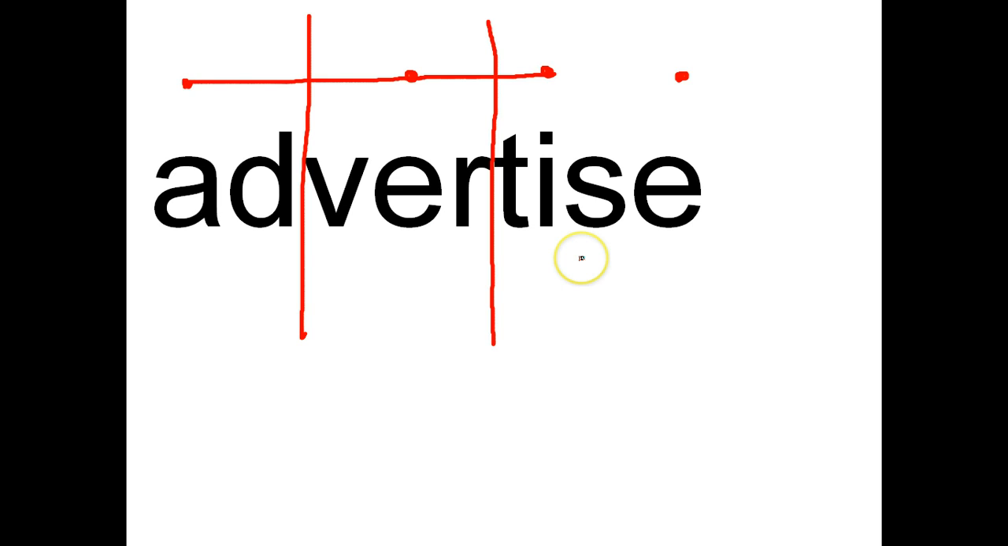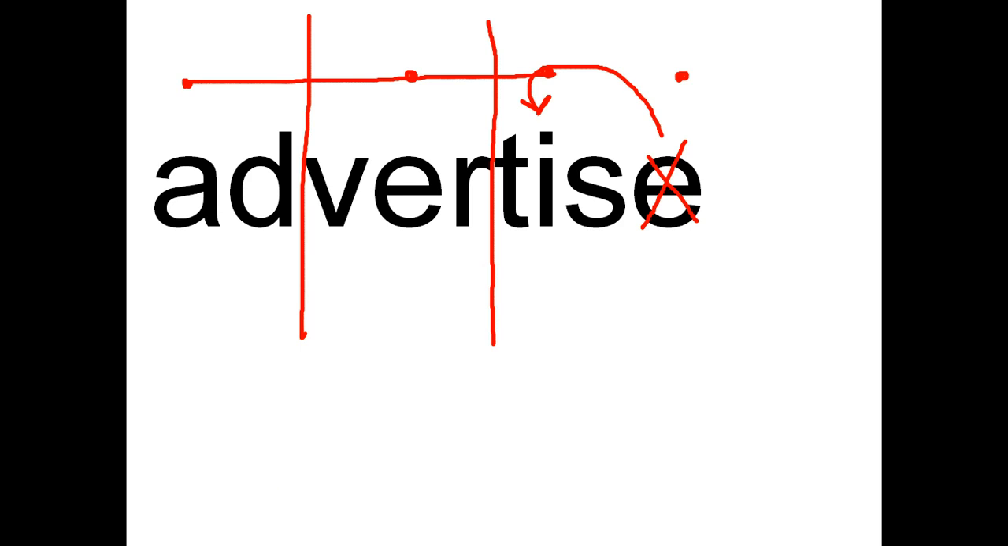And then I'm going to have them tell me the pattern here. It's the silent E pattern. That means the E is going to be silent. The E is going to tell the I to say its name. So we have tise. When I put that together, I have advertise. When I read it, I have advertise.